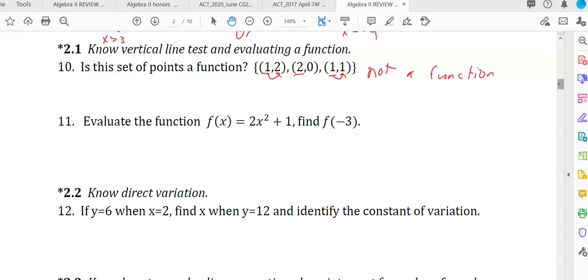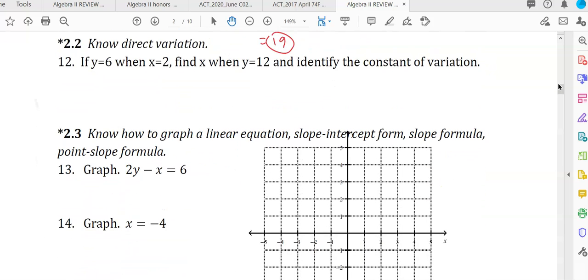That would not pass the vertical line test. If you did graph that, 1, 2 would be there, and 1, 1 would be there. Those 2 points are completely vertical from each other, so those are not part of a function. You probably know how to do this. Just plug in -3 everywhere there's an x. Do order of operations, so 2 times 9 plus 1, so 18 plus 1, which is 19.